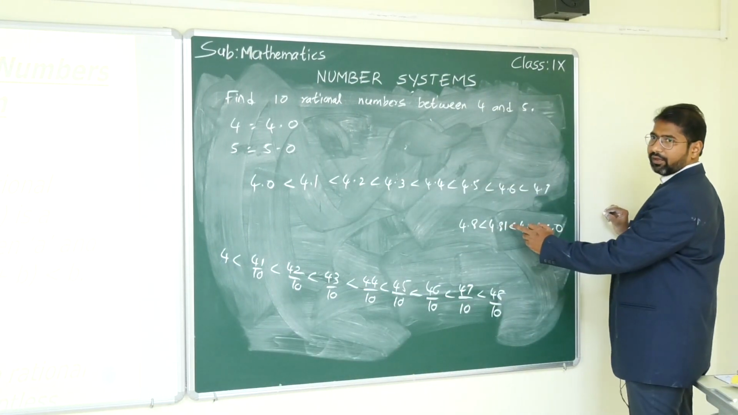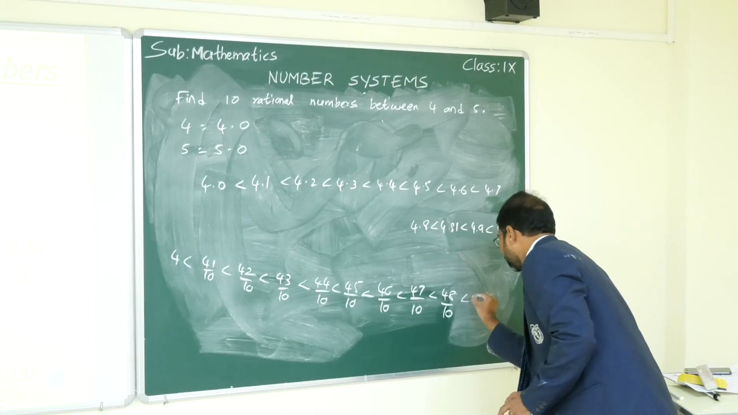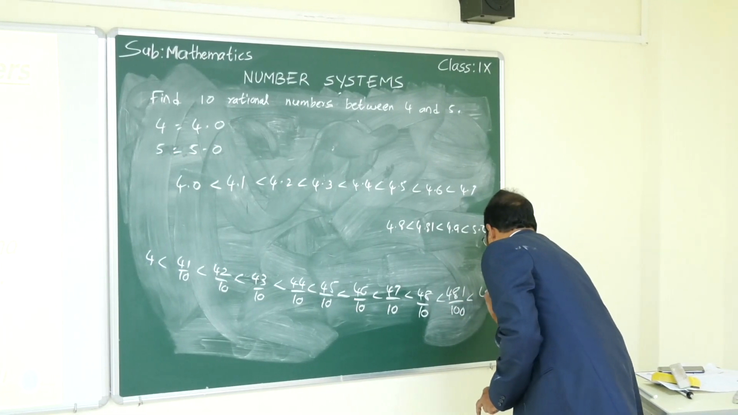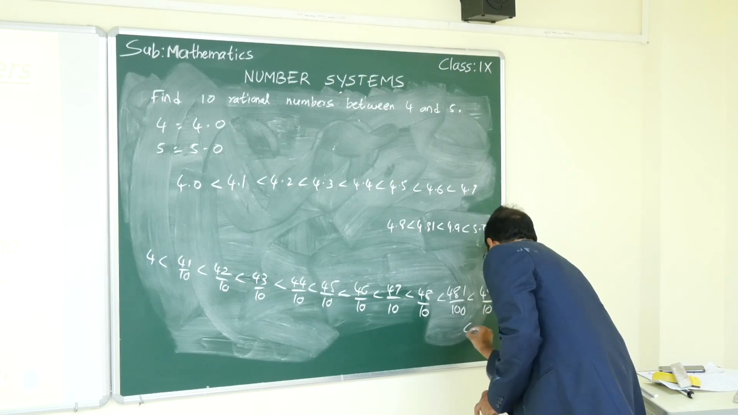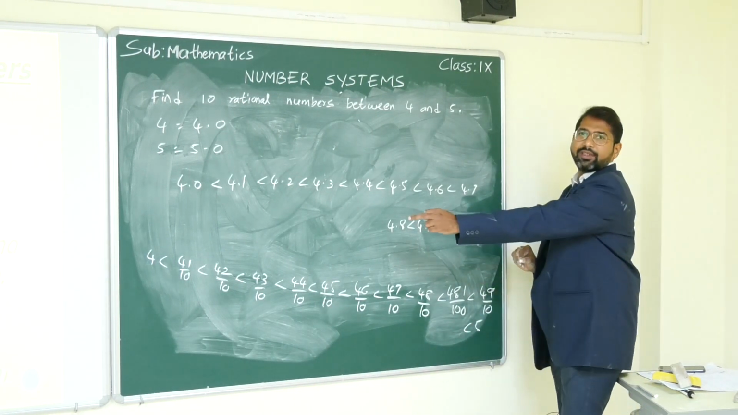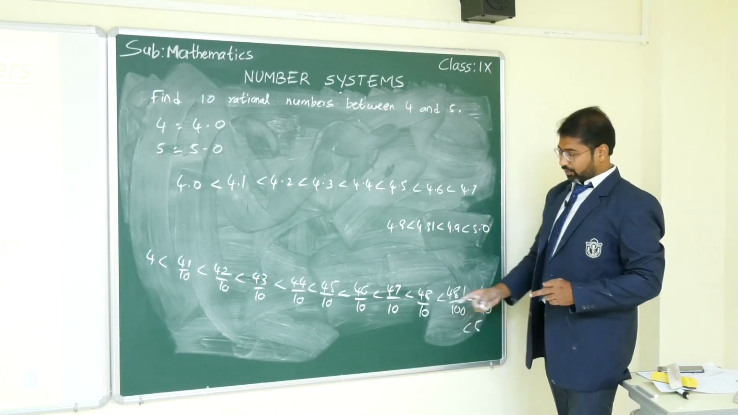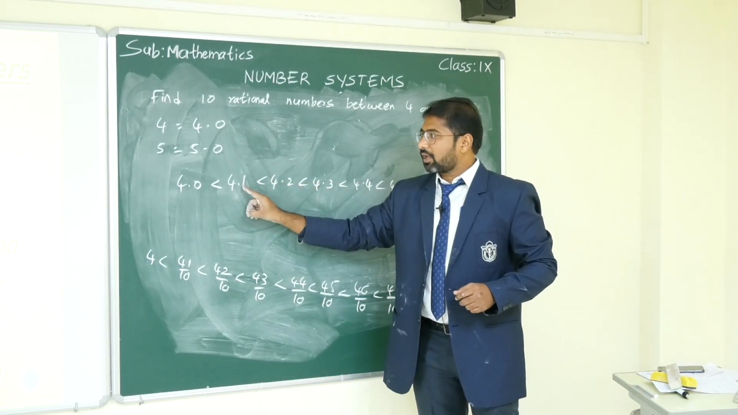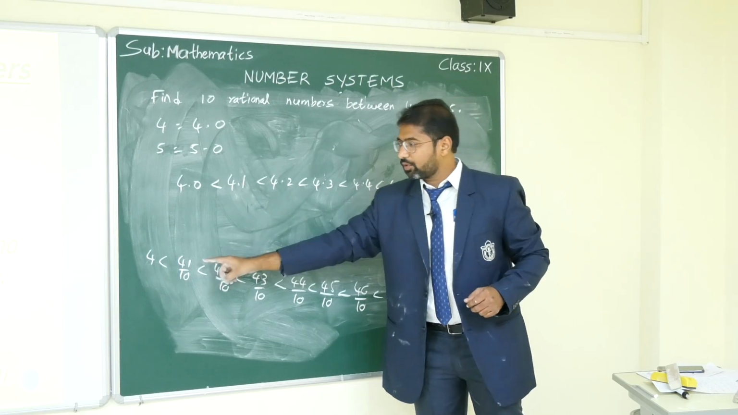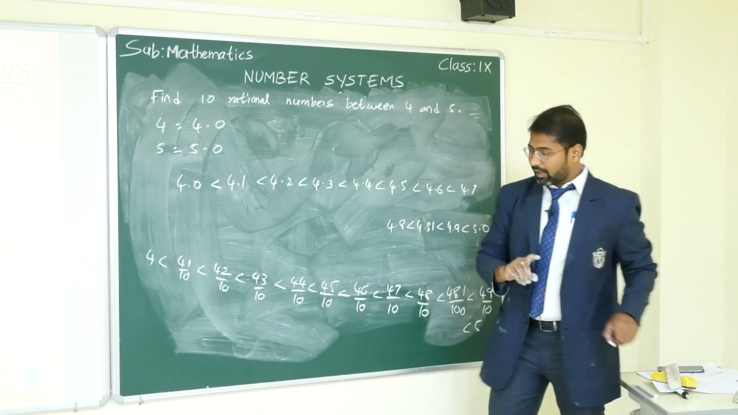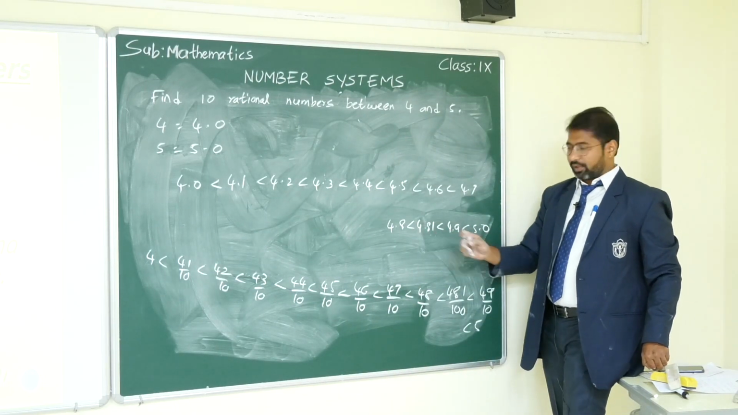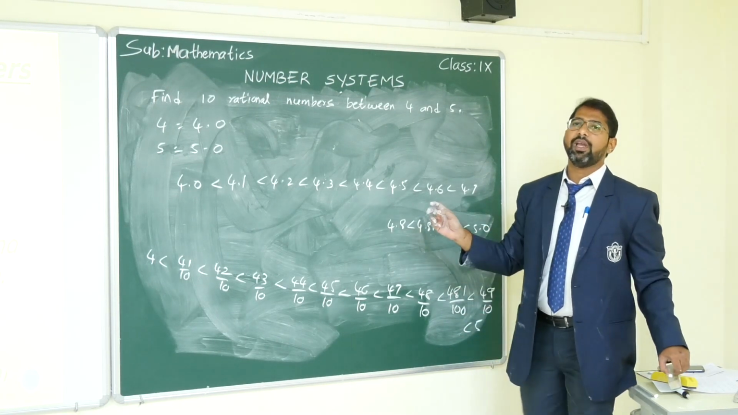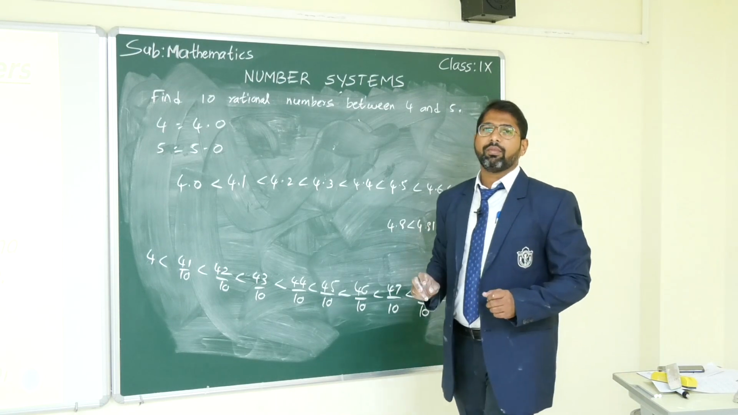Now this is 4.81, there are two decimal places, therefore it becomes 481 by 100 is smaller than 49 by 10, which is smaller than 5. So I have inserted 10 rational numbers. You can see they are in P by Q form. Here the decimal places are 1, so when you convert into fraction form you will get 41 by 10. Whereas here two decimal places, so it becomes 481 by 100. This is using the second method.